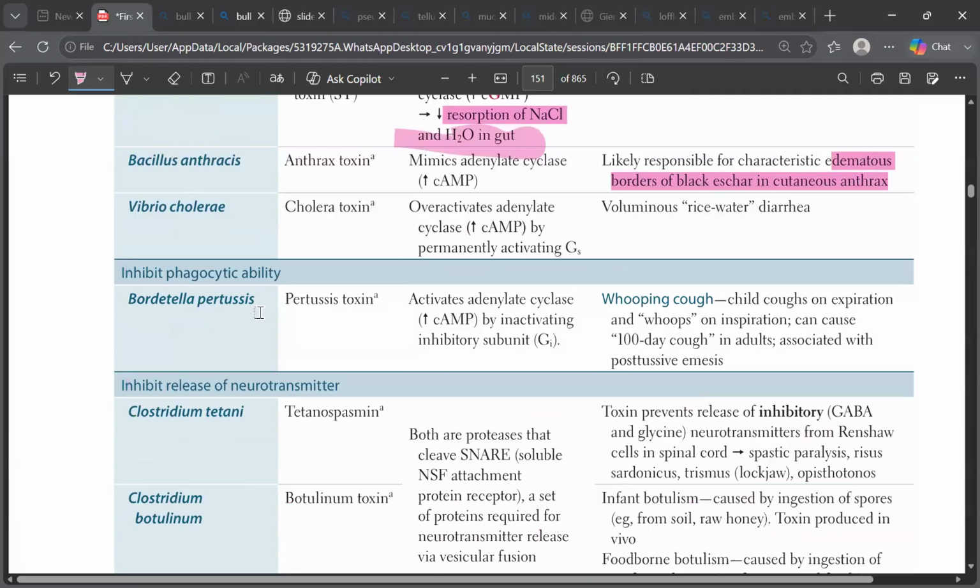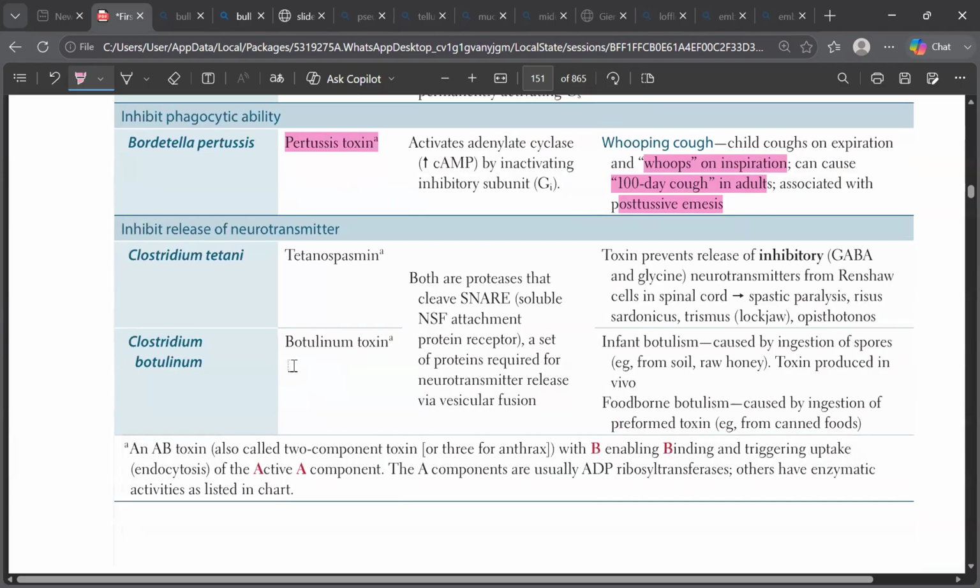Now we have to inhibit the phagocytic ability with Bordetella pertussis that secretes the pertussis toxin. It activates adenylate cyclase by inactivating the inhibitory subunit. So it acts kind of similar to Vibrio cholerae, but it inactivates the inhibitory subunit, and Vibrio was permanently activating the stimulatory subunit. Whooping cough is because of Bordetella pertussis, child coughs on expiration, and whoops on inspiration. It can cause a 100 days cough in adults associated with post-tussive emesis. Okay, whooping cough. Important clinical point, by the way.